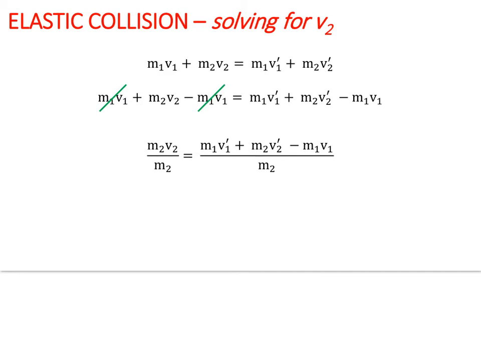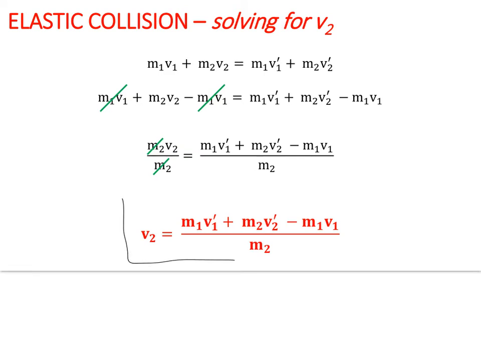That cancels out on the left and leaves you just with your m2v2 on the left, equal to all of this over here. Then you want to get rid of the m2. You can divide by that. Divide both sides by m2. They cancel out on the left, and this is your final equation when solving for v2 before the collision.